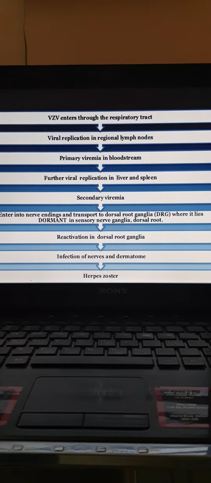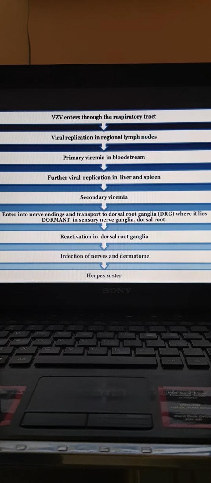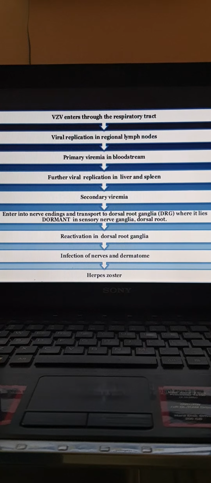This is a brief of the pathophysiology of varicella zoster virus. This will cover both varicella and zoster. Varicella is the chickenpox which occurs in childhood, and zoster is the reactivation of the latent varicella zoster virus which occurs in old age. So varicella zoster virus enters through the respiratory tract and replicates in the regional lymph nodes. From there, it causes primary viremia in the bloodstream. Here, further viral replication takes place in the liver and spleen.